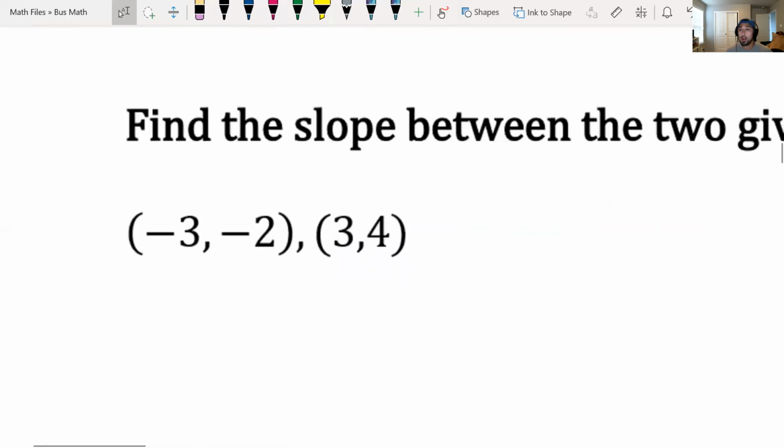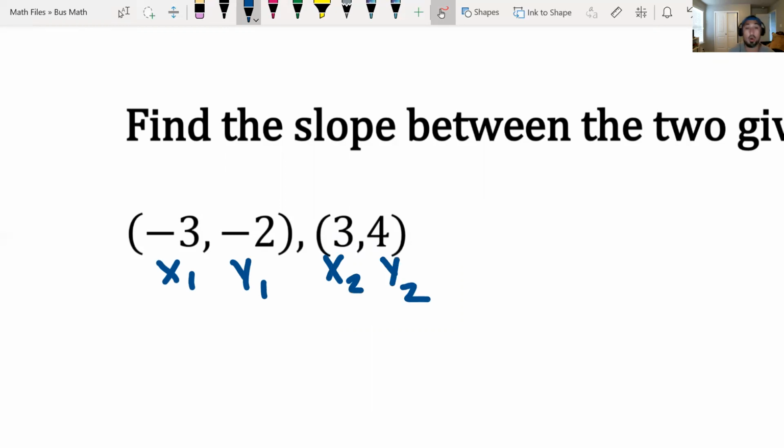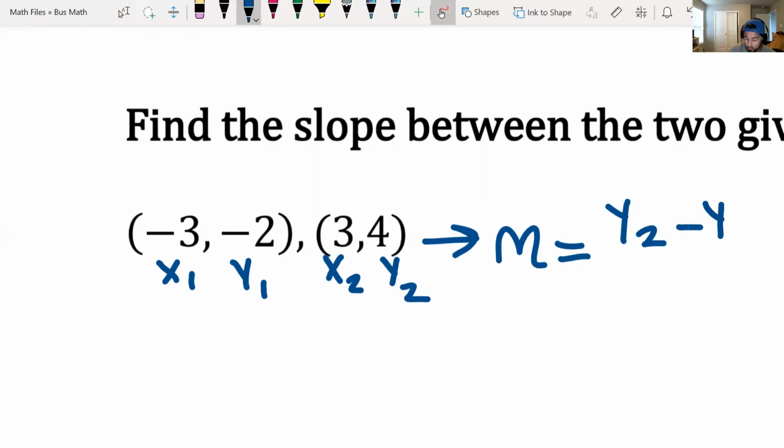Okay. And before I even begin, I like to label everything. It just keeps everything in order. So for this one, I'll have x1, y1, x2, y2. So all my points are labeled nice and neat. So when I go to my slope formula, m equals (y2 minus y1) over (x2 minus x1). Since I labeled everything nice and neat, it just makes it easy to plug in now.